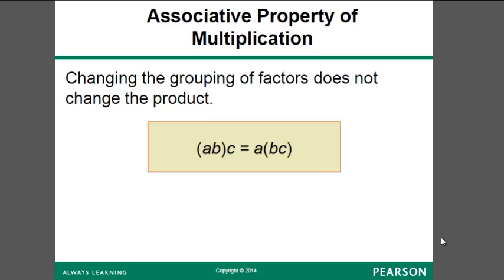I can also use the associative property with multiplication. Therefore, on the left-hand side, I have A times B in parentheses times C. I can rewrite that with A and then B times C in the parentheses, and I will get the exact same answer either way. Let's look at an example.